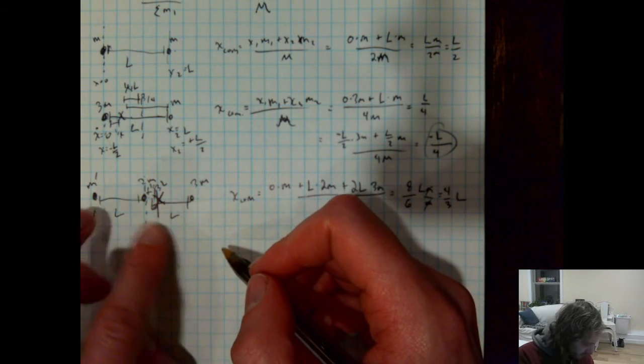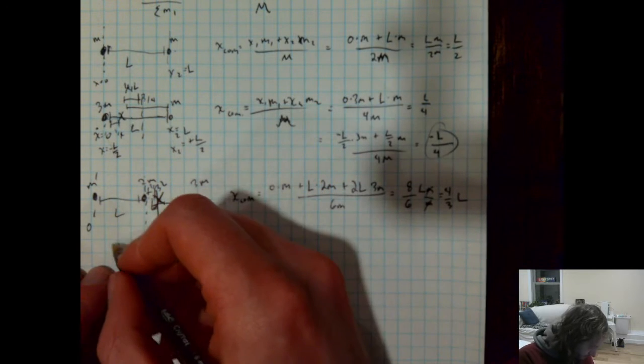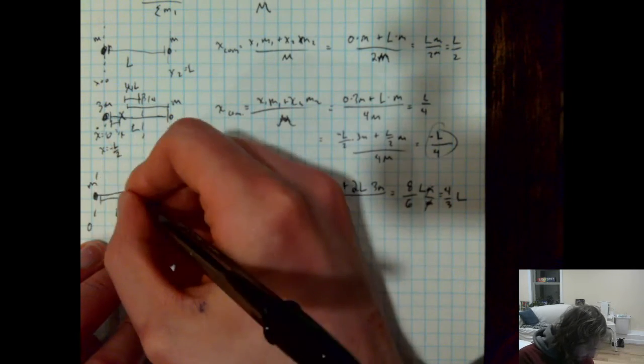We could also do this one by taking these 2 masses and finding their center of mass first. If we do that, we'll get m plus 2m L divided by 3m. The center of mass for those 2 masses gives us an effective mass of 3m at a location of 2/3 the length away, which geometry-wise puts us here.